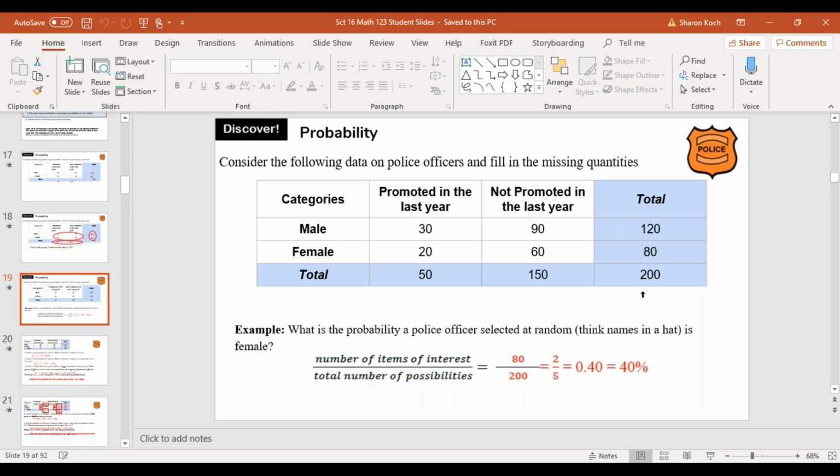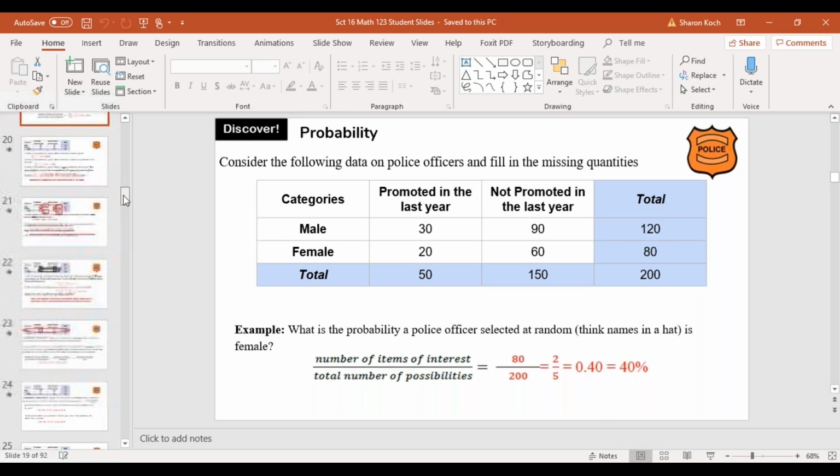How many are female? Well, remember the part that's female is 80 out of that 200. So part out of the whole, so 80 out of 200. If they ask you to reduce it to the lowest fraction, you can see that that would be 2 out of 5, and that winds up to be 40%. So 40% of these officers would be female.